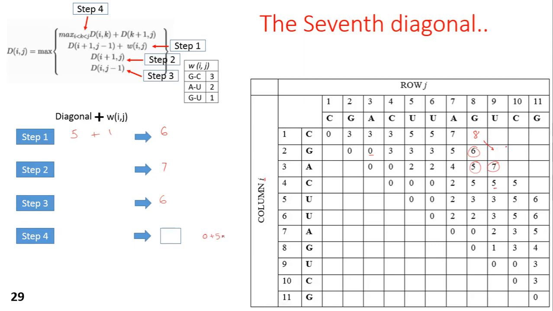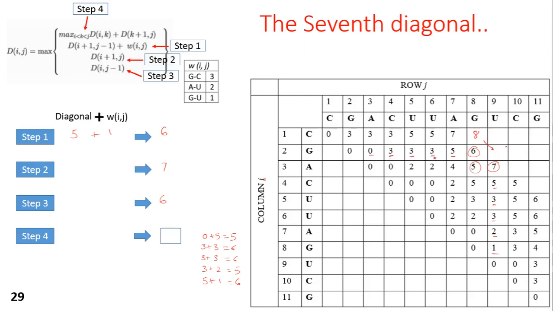0 with 5, we have got 5. Then 3 with 3. 3 is added to 3, we will get 6. Then again 3 is added to 3, we have got again 6. 3 is added to 2, we have got 5. Then 5 is added to 1, we have got 6.